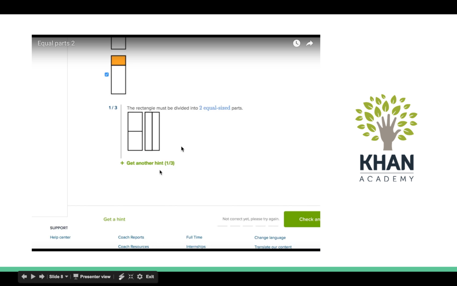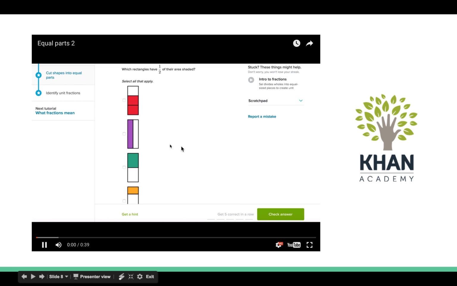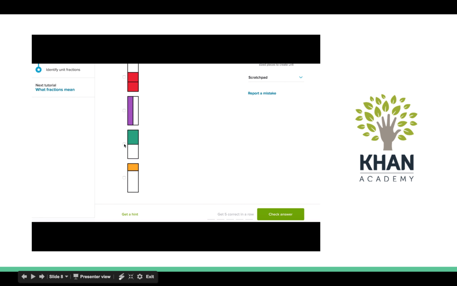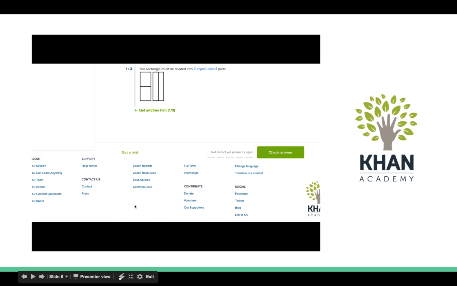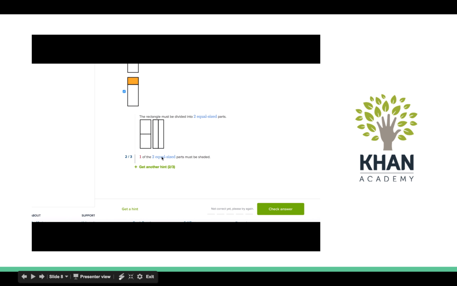So, the first activity focuses on identifying equal parts of shapes, which is directly linked to the Victorian curriculum. For example, the first question asks which of the rectangles have half of their area shaded. We'll just click on the wrong answer just to see what happens. So if you get the answer wrong, you can look at the hints and it allows you to look at a maximum of 3 hints.